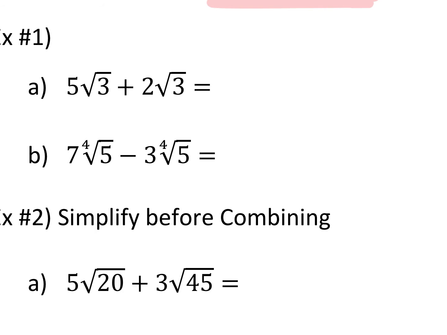7 rad 3, okay? Think of it kind of like your radical is your variable. It's not a variable, but we kind of treat it the same way we treat variables. If there's 5 apples and we add 2 apples to it, it's 7 apples, right? It's not 7 oranges now, it's still 7 apples. So 5 rad 3 plus 2 rad 3 is 7 rad 3.